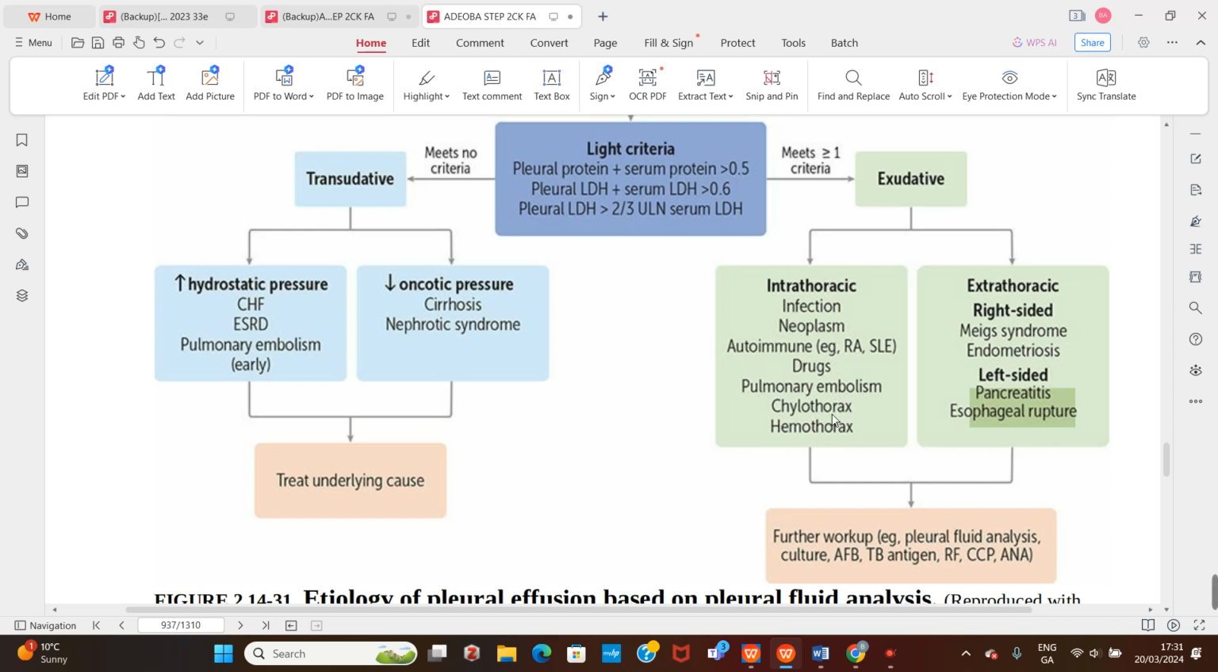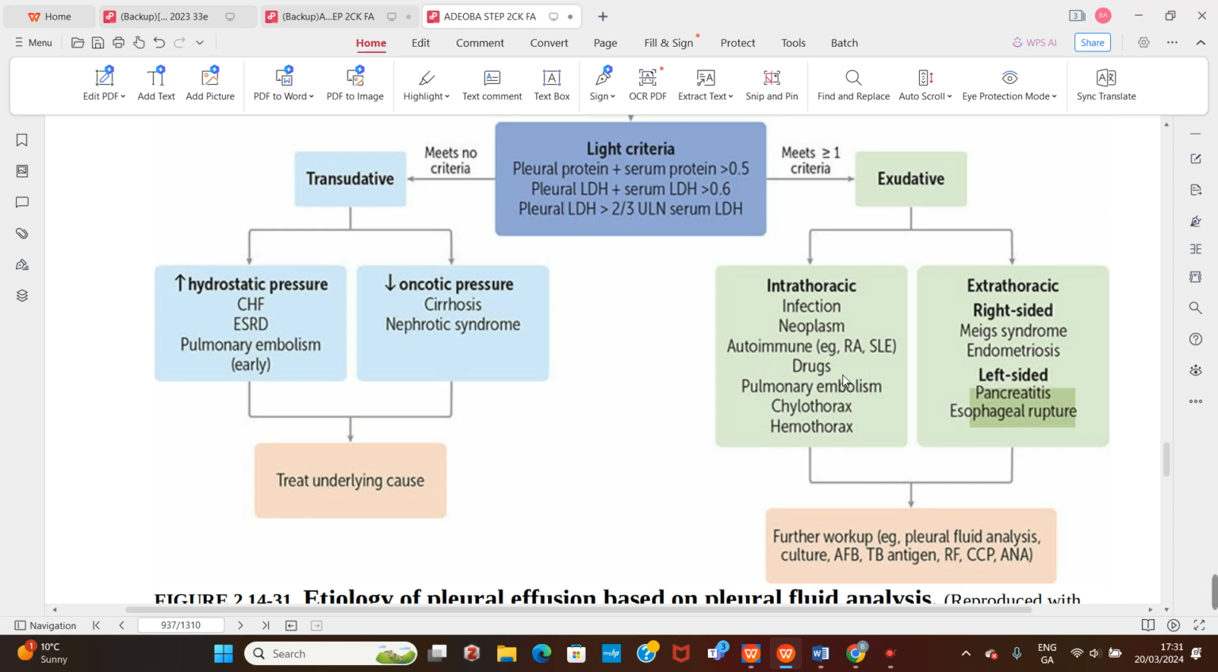Pulmonary embolism at the later stage, because pulmonary embolism initially is going to cause a block, pressure buildup, transudative. Later, that area is going to become kind of ischemic and infarcted, and cytokines will be released, vascular damage, fluid leakage. So late part of PE is exudative, early is transudative.